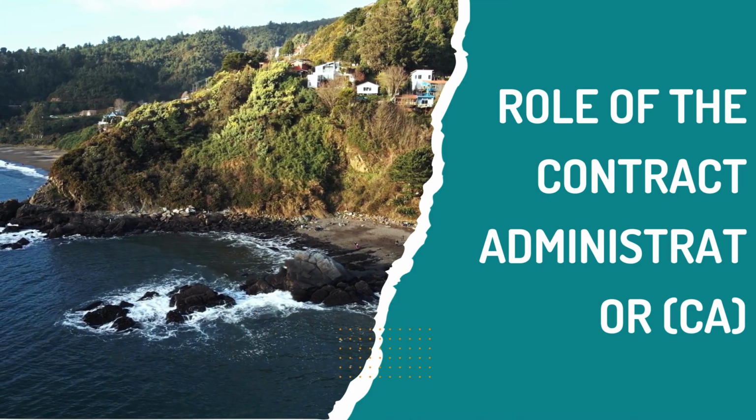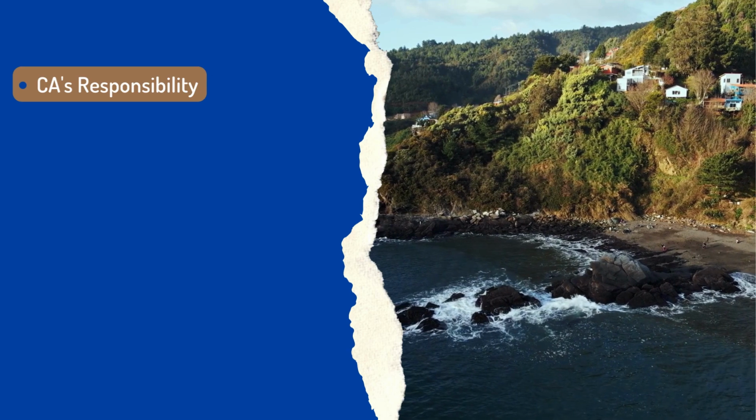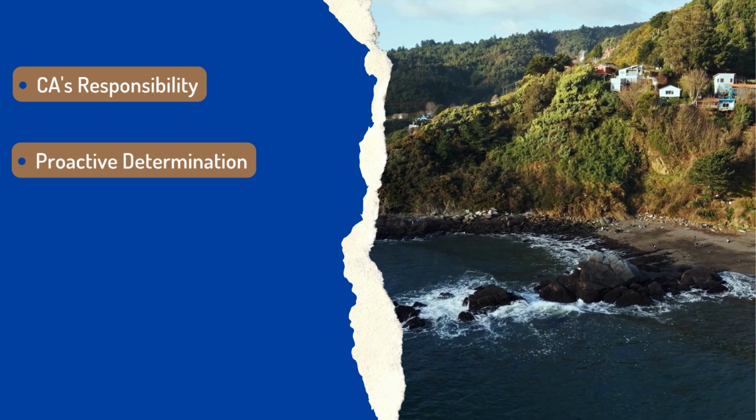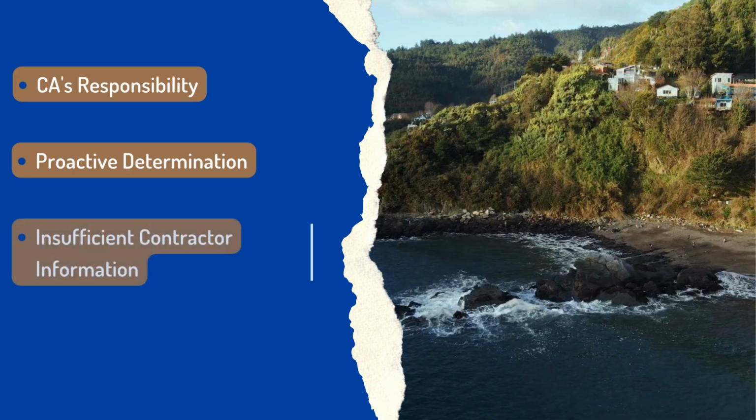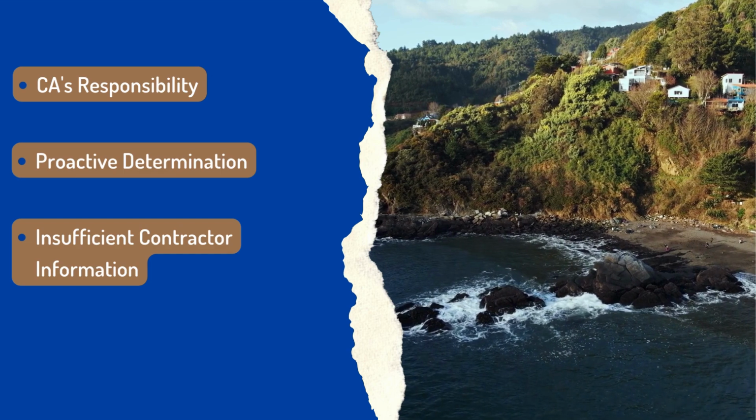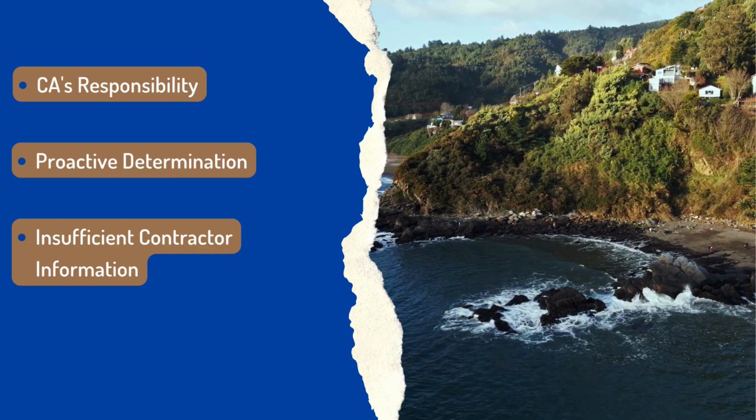The contract administrator is responsible for determining EOT entitlements. The CA should proactively grant an EOT if an employer risk event has occurred, even if the contractor hasn't applied or provided inadequate information. This ensures the mechanism works effectively, preventing uncertainty and disputes.